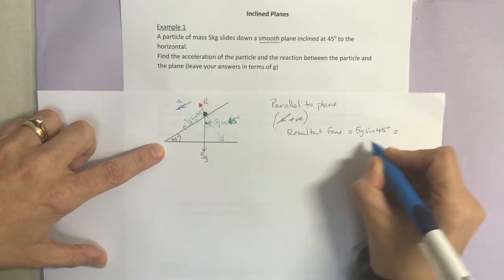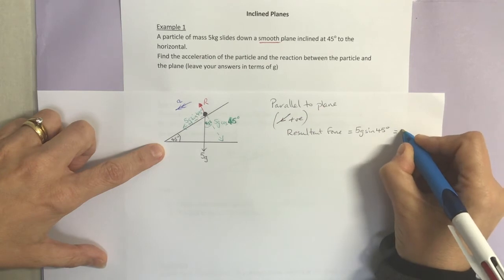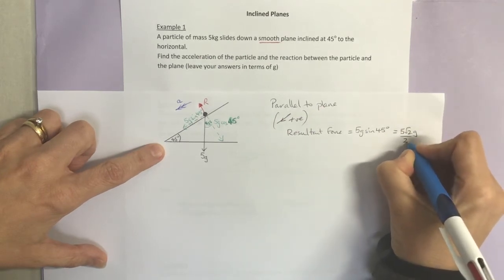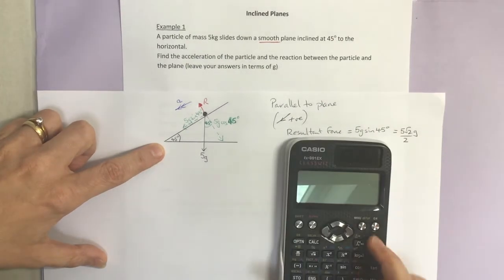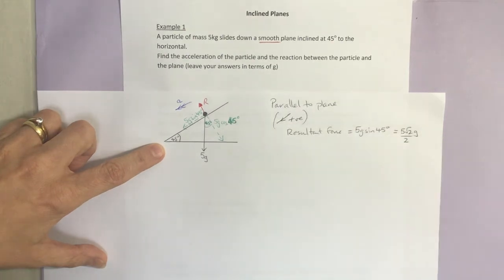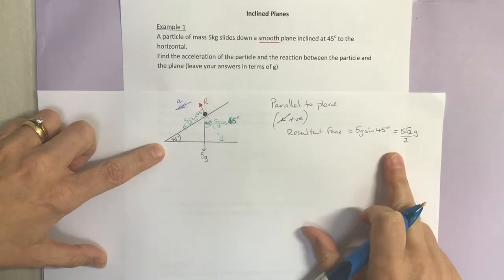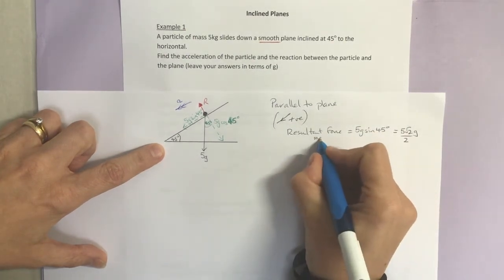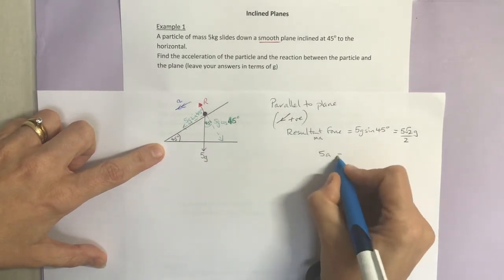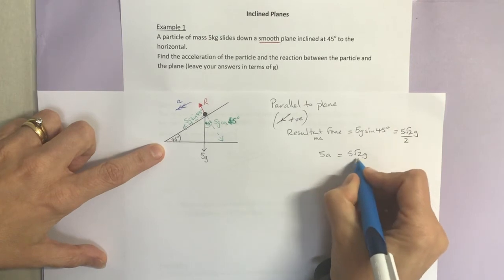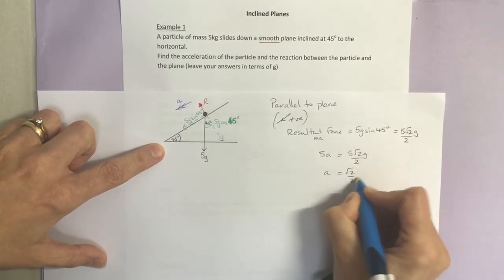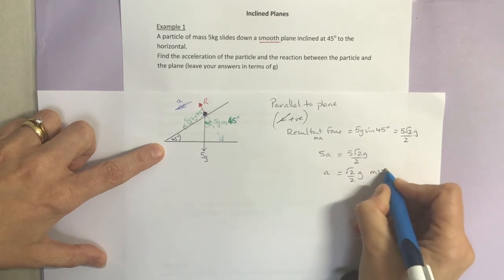So if I do sine 45, that's going to give me 5 root 2 g over 2, because sine 45 is root 2 over 2. Okay. So there's my resultant force, and we know that resultant force is equal to ma. So mass here is 5, so 5a equals 5 root 2 g over 2. So my acceleration is root 2 over 2 g meters per second squared.